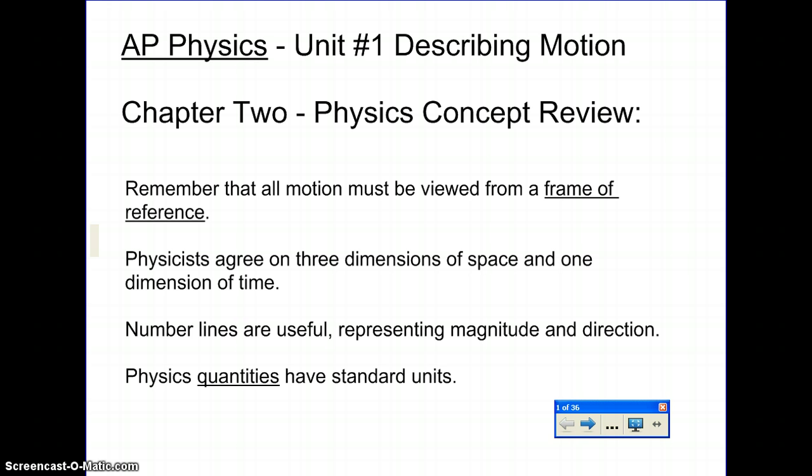Well, to this day, all classical physicists agree that there are the 3 dimensions of space and 1 dimension of time. Left, right, up, down, forward, and back. And so the best way to represent these is with number lines. And remember that number lines are useful because they contain both magnitude and direction.